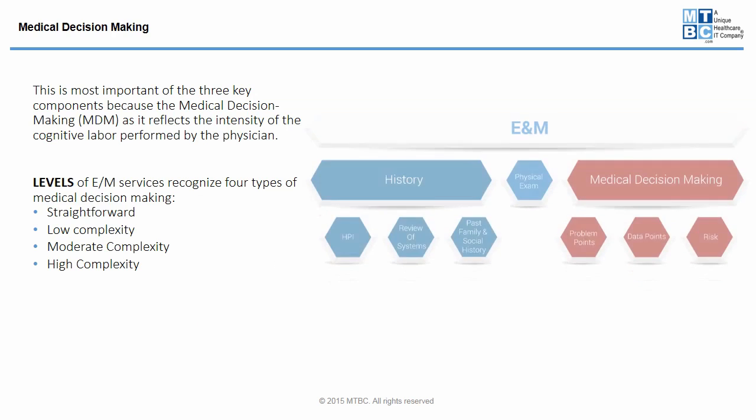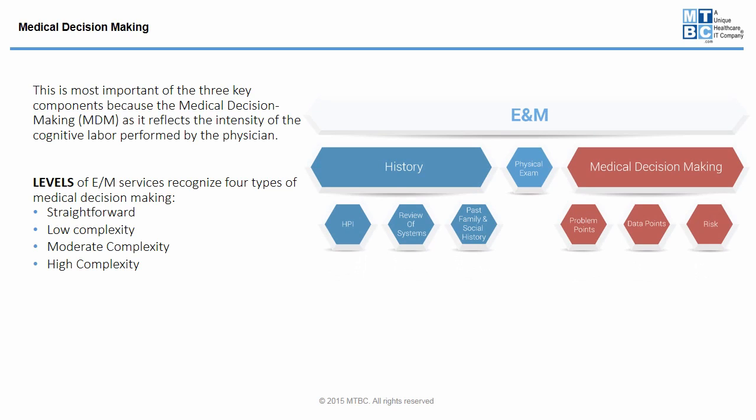Medical decision making. Now, this is the most important of all the 3 key components because it reflects the intensity of the cognitive labor performed by the physician in his office. Levels of evaluation and management services recognizes 4 types of medical decision making. The level is straightforward, low complexity, moderate complexity, and high complexity.